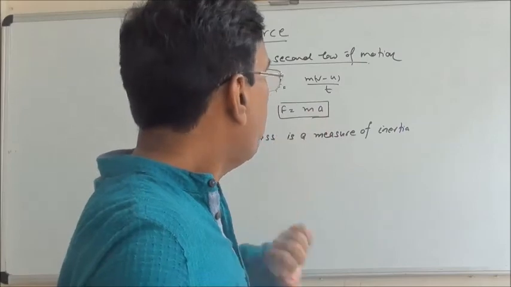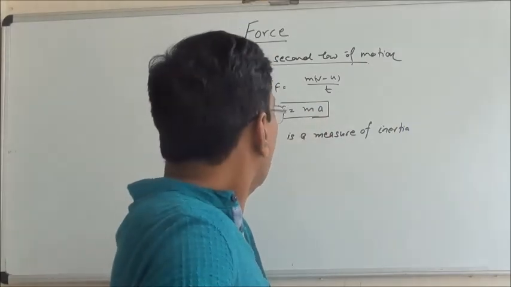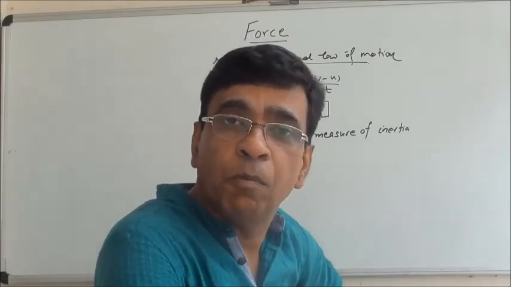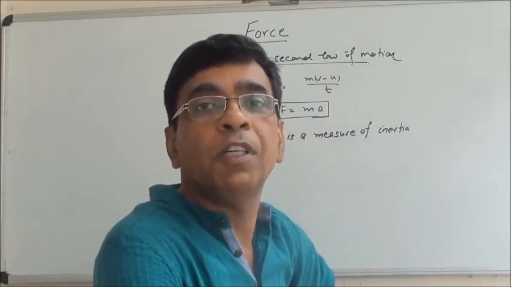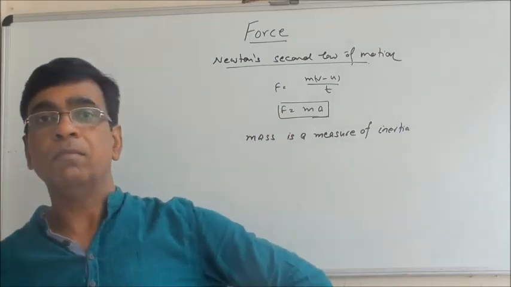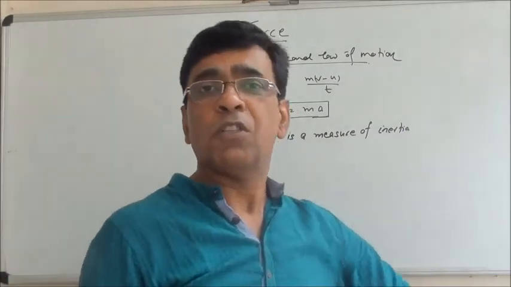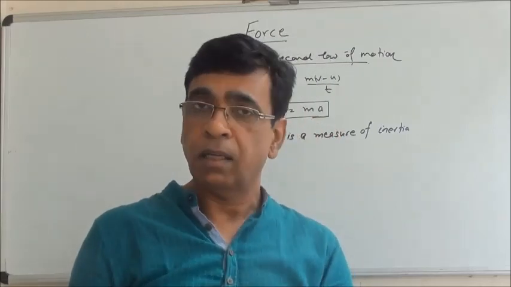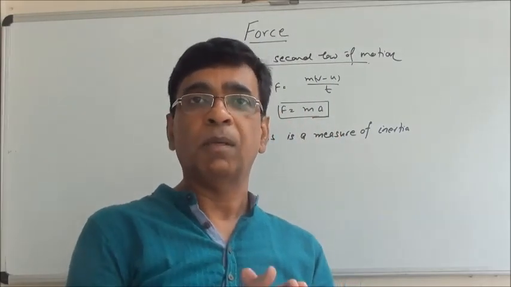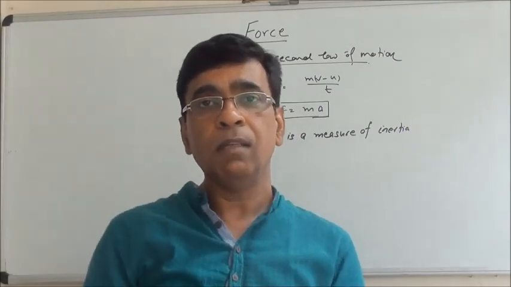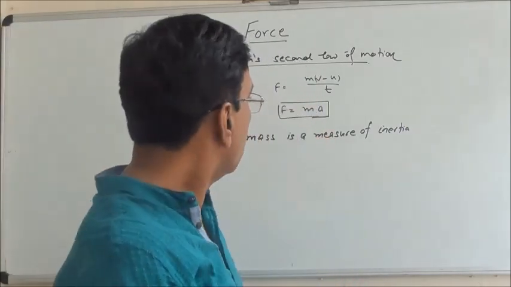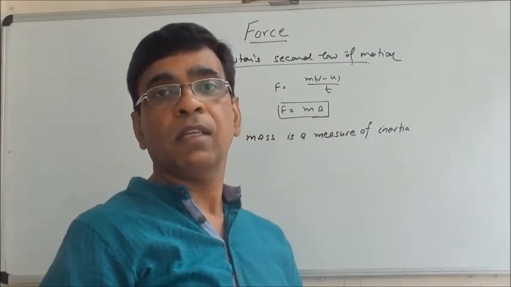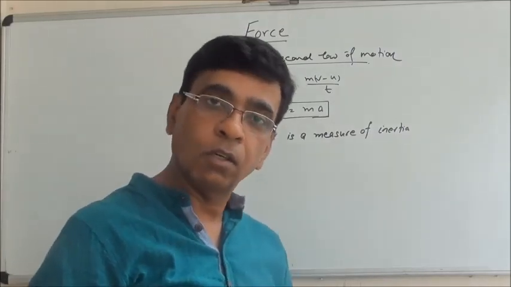So F is equal to ma. Second law of Newton: F is equal to rate of change of momentum, with the constant of proportionality taken as 1 in the SI system. First law of Newton is the law of inertia given by Galileo. He performed the experiments on an inclined plane. That's all about the second law and the first law. Next class I will take Newton's third law of motion.